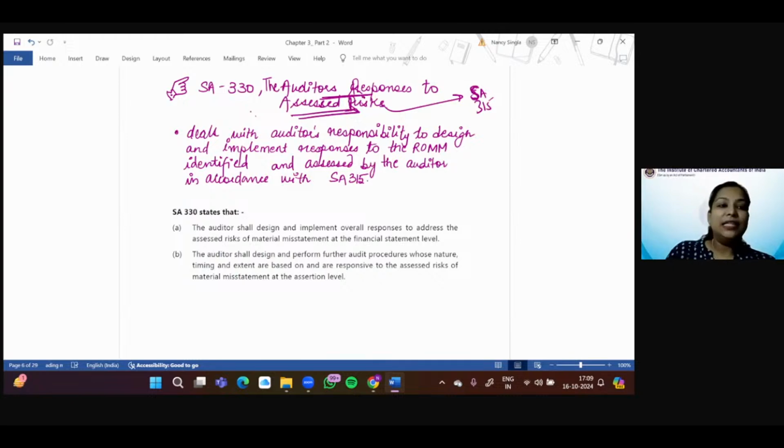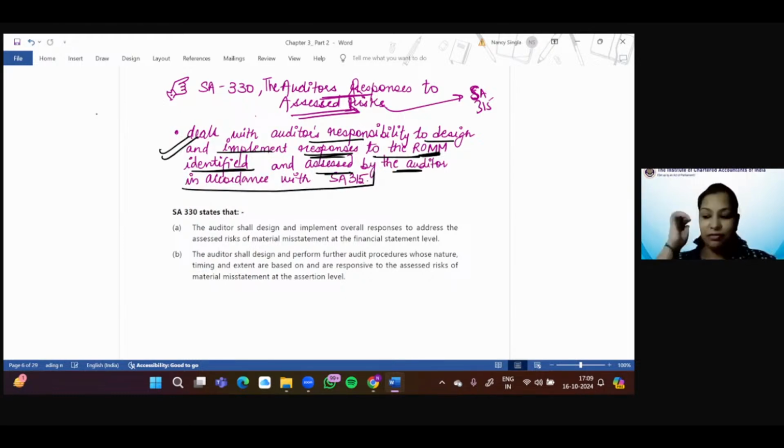So, see SA 330. It deals with the auditor's responsibility to design and implement responses to the risk of material misstatement which he identified and assessed in accordance with SA 315. So whatever I was telling you is exactly what is written here. It deals with the auditor's responsibility to design and implement responses to the risk of material misstatement identified and assessed by the auditor in accordance with SA 315.